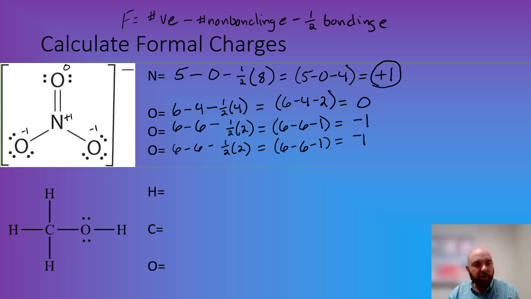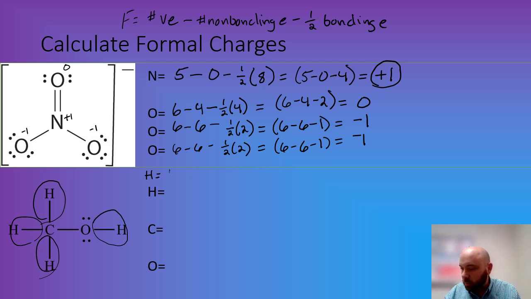For our second molecule down here, this is a molecule of methanol, and we will calculate the formal charge on each of the atoms that we see here. We actually need a new space for our H's here because we have two different kinds of H's in this molecule. We have one bonded to an oxygen and 3 others bonded to carbon. Let's do the hydrogen bonded to the oxygen first.